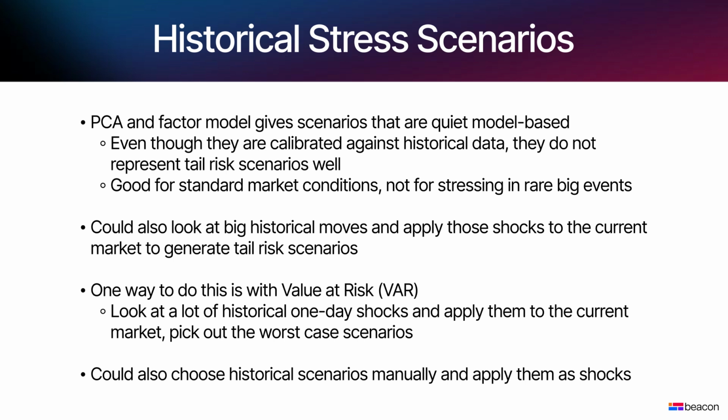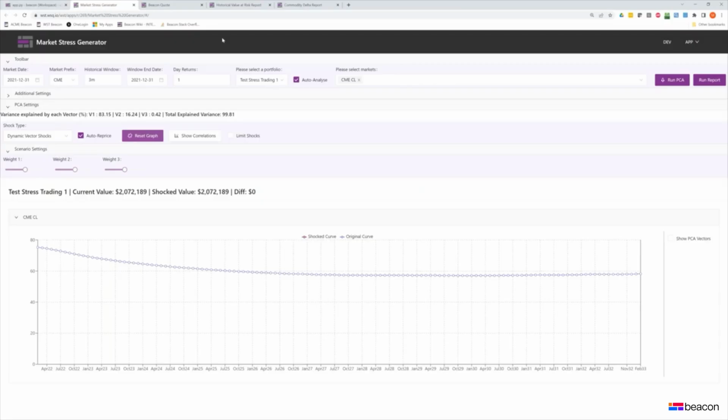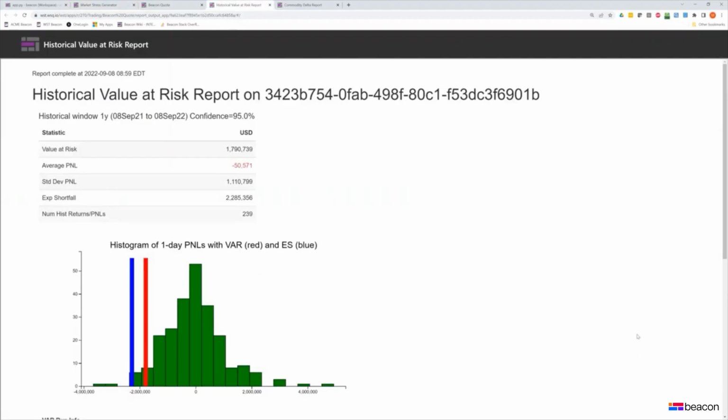The first one is value at risk, or VaR. VaR looks at historical one-day moves over a long historical window, applies each one of those historical one-day returns to the current market, and then for each one of those scenarios calculates the P&L and then looks at the distribution of those P&Ls. P&L means profit and loss, by the way. So let's look at a value at risk report. Here's sort of a typical one.